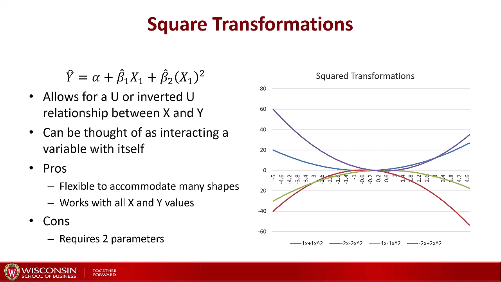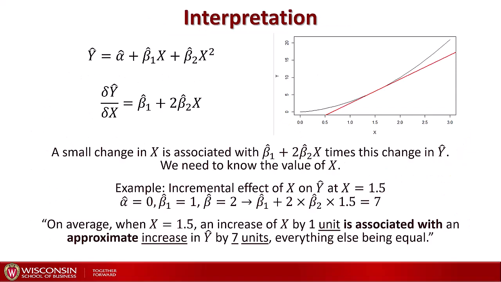So it is good that it can take many shapes and that it works with all kinds of x and y values. However, it requires two parameters. We need both a beta 1 x1 and a beta 2 x1 squared. How to interpret incremental changes with this kind of model? Well, how does y, the expected y, react to a small change in x? In that case, we just take the derivative of y hat with respect to x, and the alpha coefficient disappears.